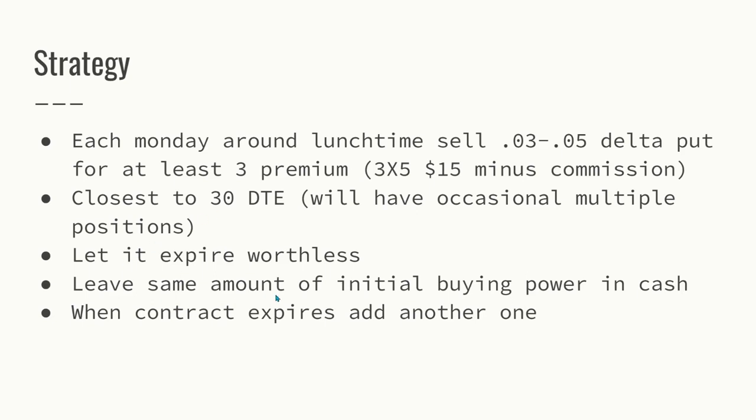And you want to leave the same amount of initial buying power in cash, at least that much. So again, if you're using up $300 in buying power, save at least $300 in cash, because if it does go against us a little bit, you're going to need to have more funds available due to the span margin. But in every case I've seen so far, if you leave the same amount in cash, you should be good. When the contract expires, you'll have more funds in your account at that point. Just add another one and keep it going.